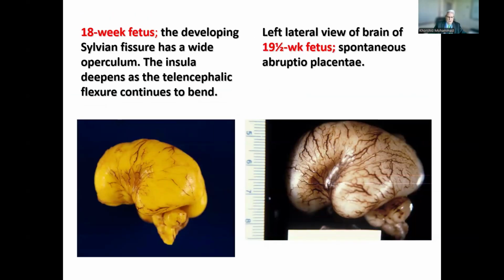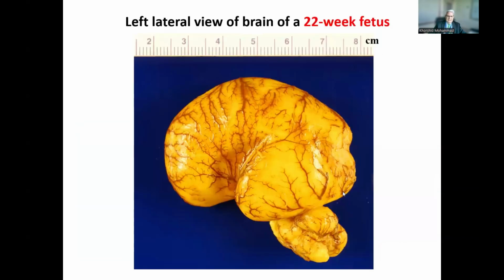And here you see an 18-week fetus with further development of the telencephalic flexure as it's bending around. And you can see deepening of the insula as that happens. And by mid gestation, 19 and a half weeks here, you can see that it becomes quite a bit deeper. This brain was not fixed in Bowen solution, so this is how it really looks. And here's a 22-week fetus showing, again, deepening of the operculum.